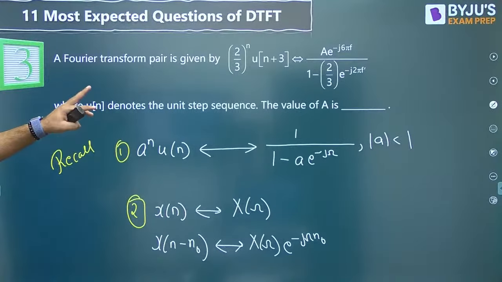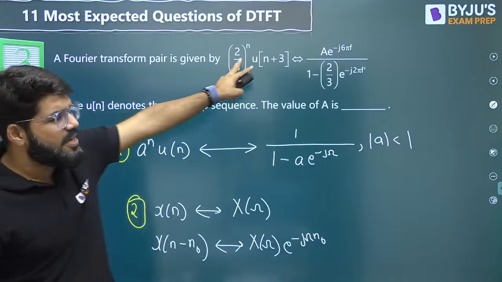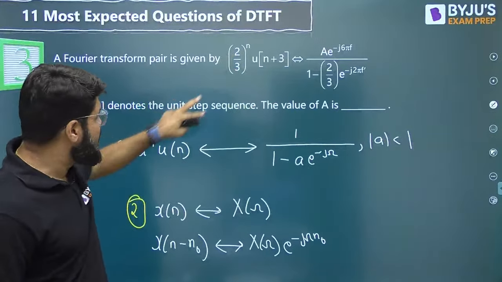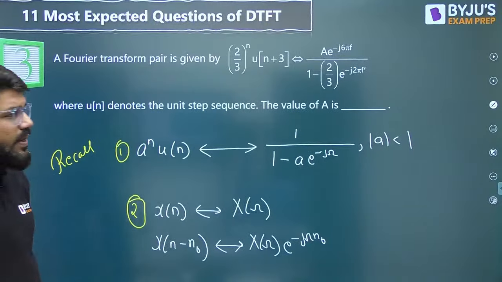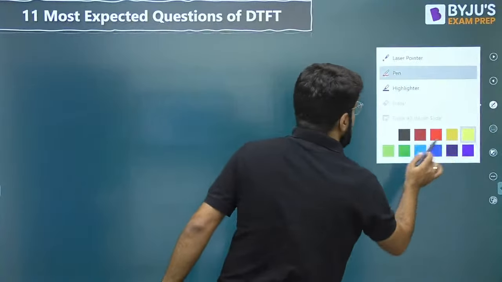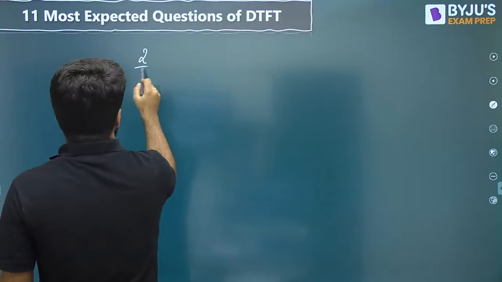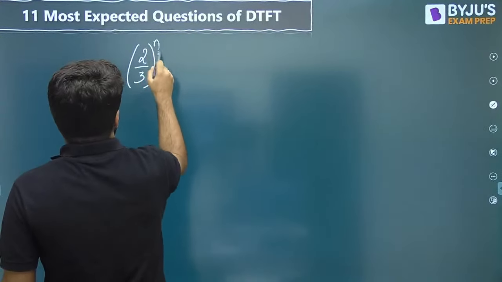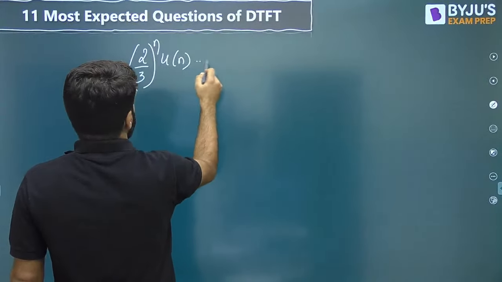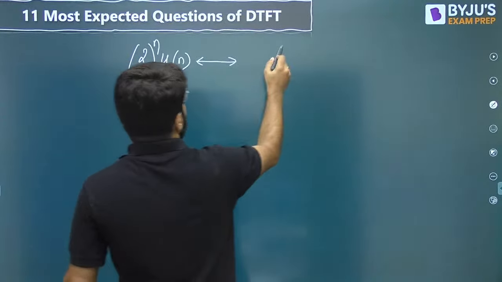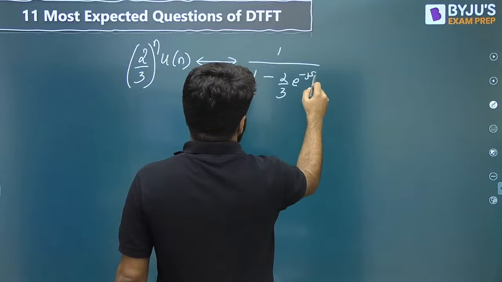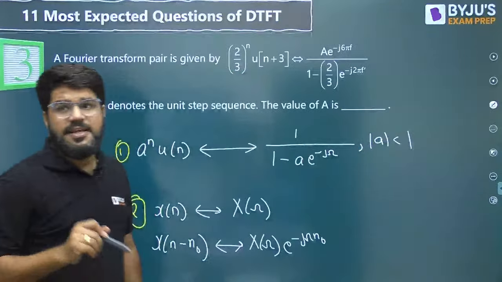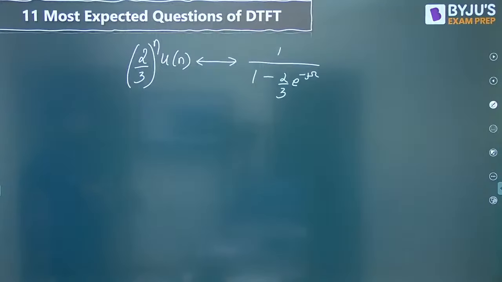So now you have (2/3)^n u[n+3]. The u[n+3] will take us to time shifting, but think about (2/3)^n. That means modulus of a is less than 1, so we can apply the formula. But let us first start with (2/3)^n u[n], without the shifting. The DTFT for this will be 1 upon 1 minus (2/3) e^(-jω), because modulus of a is less than 1.